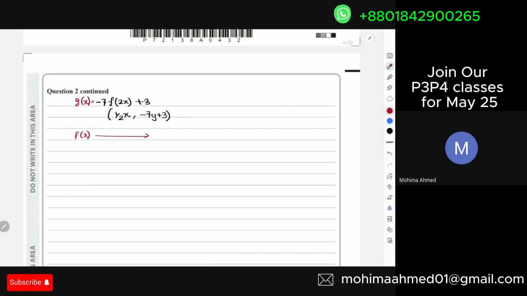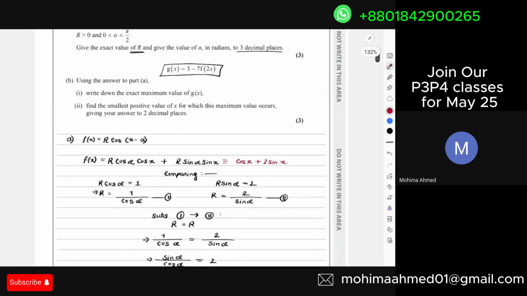F of x was further stretched into minus 7 f2x plus 3, right? This equation is modified into your minus 7 f2x plus 3. In this equation, f of x was actually previously written as root 5 cos x minus 1.107, right? This is what I got in the previous part. From this part, I can understand that over here, they're only asking you for the maximum point, right?